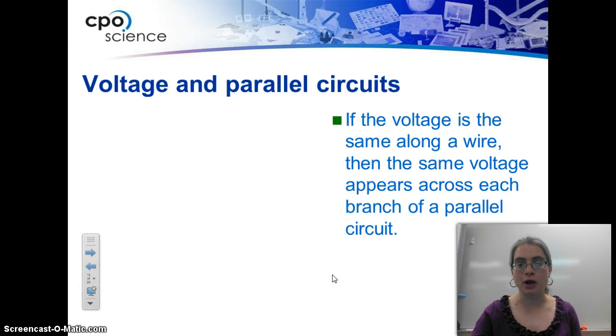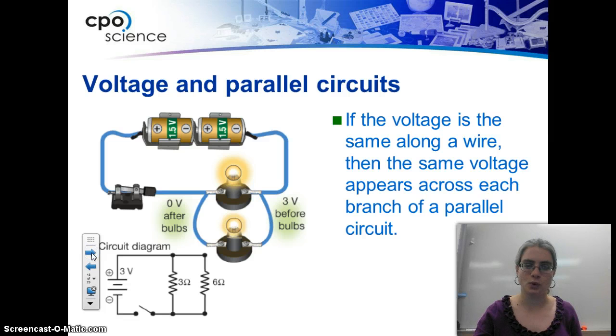Okay, so with voltage in parallel circuits, the voltage is the same along a wire, then the same voltage appears across each branch of a parallel circuit. So they're each getting the same amount of electrical potential energy. So you'll notice with a parallel circuit, the lights, instead of getting dimmer after each pass through, actually stay the same consistent brightness. And then you've got another circuit diagram. Now notice the situation. With series, the resistors were all along the same line. In parallel, the resistors have a split or a branch between them.